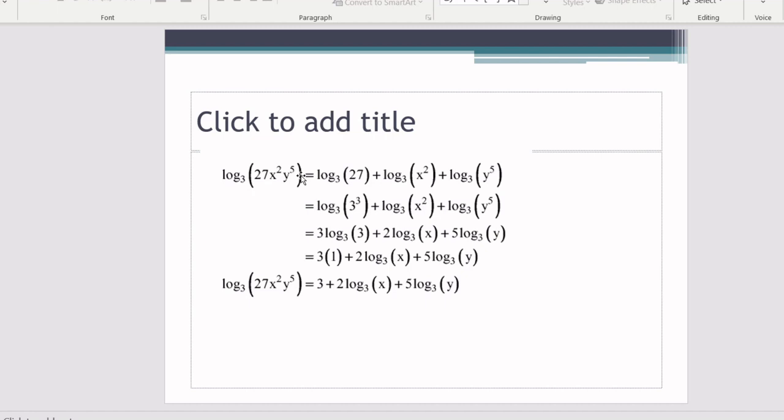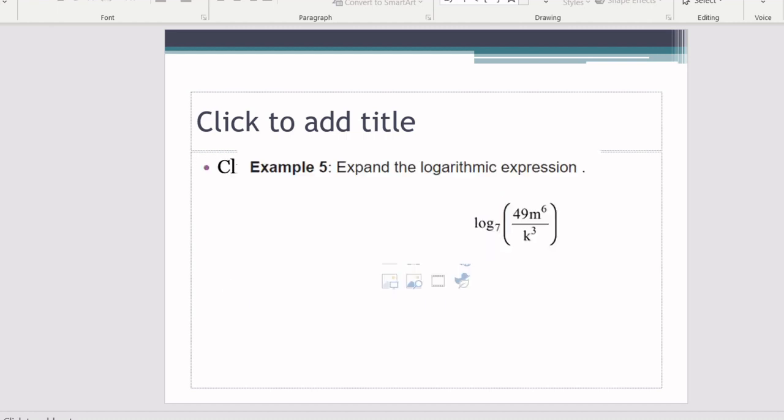That's rule number 1. After that, the second step is you are going to find a factor for 27, which is 3 cubed. Then for this one, log 3 of x squared, then log 3 of y to the 5, then the power rule. So you can see, the exponents go down in front. And then simplify. Therefore, we have 3 plus 2 log 3 of x plus 5 log 3 of y as your answer.